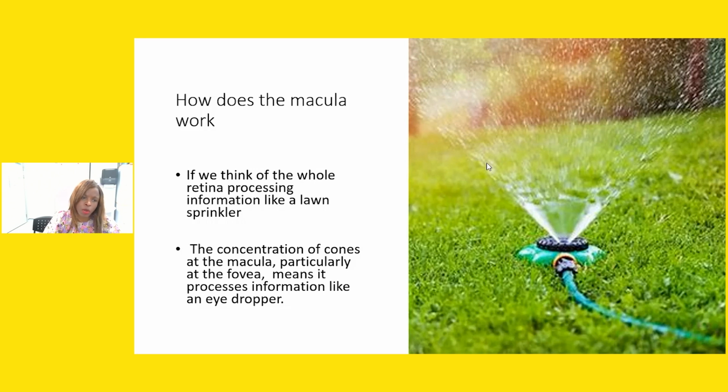Now, how does the macula work? If we think of the whole retina as processing information like a lawn sprinkler, water everywhere, the concentration of cones at the macula, particularly at the fovea, means that area processes information more like an eyedropper, in a very detailed fashion. And when the macula is damaged, there is still vision, but it's more blurry and lacking in detail, particularly when the fovea is involved.